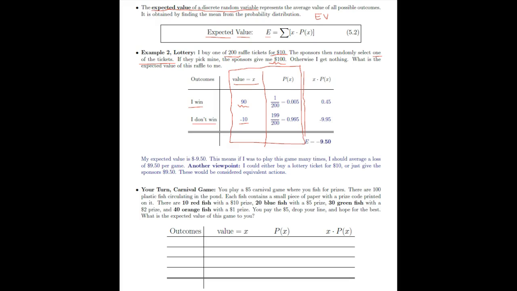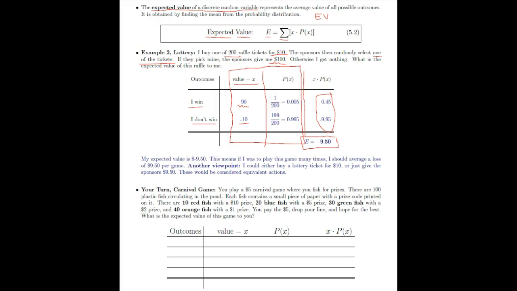Now our goal is to find the mean of this, which we know is the sum of our x's times our p of x's. So we multiply our x of 90 times our p of x, and we get 0.45. Then we multiply this x of negative 10 times this p of x of 0.995, and we get negative 9.95. And to find the overall answer, we take the sum of those x times p of x's. So add these two up, and you get an expected value of negative 9.5.